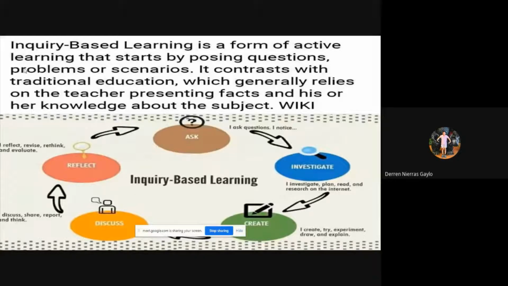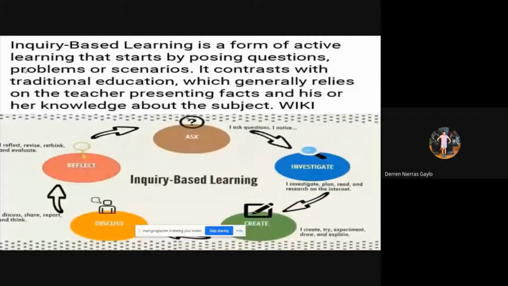So we can see in the framework or the model that we have, the first thing to do is ask. So we may ask questions to the students and then investigate. We provide opportunities for students to investigate and then create. Allow students to create something and then let them discuss after that. And then after the discussion, you can ask them to reflect.